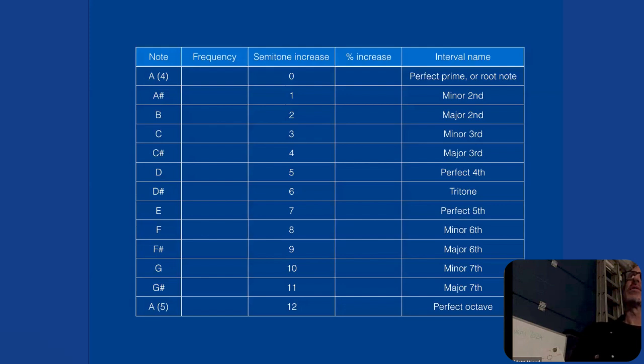Now, we're going to use A because it's got the perfect numbers really. The A4 note works at a frequency of 440 hertz. And the A5 note that you see at the bottom of the table there is 1760 hertz. So that's exactly twice the frequency that it's vibrating at. And that's why it sounds like it's the same note, but an octave higher.